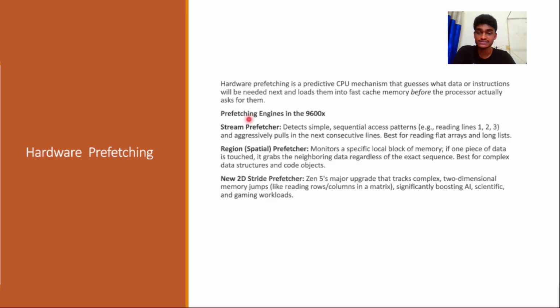This is one of the unique prefetchers in this 9600X processor. Basically, it is good at two-dimensional memory jumps. So it is very efficient in matrix calculations, and very useful in AI model training and wherever heavy matrix multiplications are required.